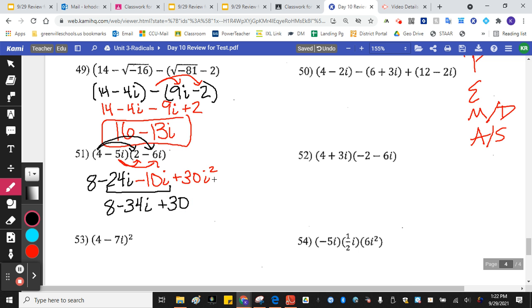Never leave i with an exponent greater than 1. Because i squared, we know, is negative 1. So that's just minus 30. Because i squared is negative 1, so 30 times negative 1 is negative 30. And then the real comes first. So put 8 minus 30.